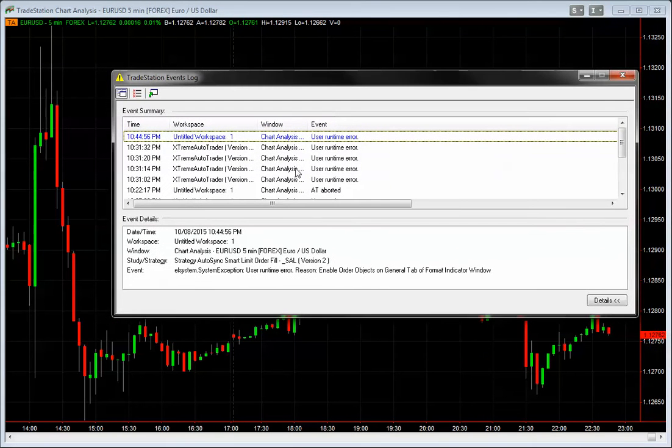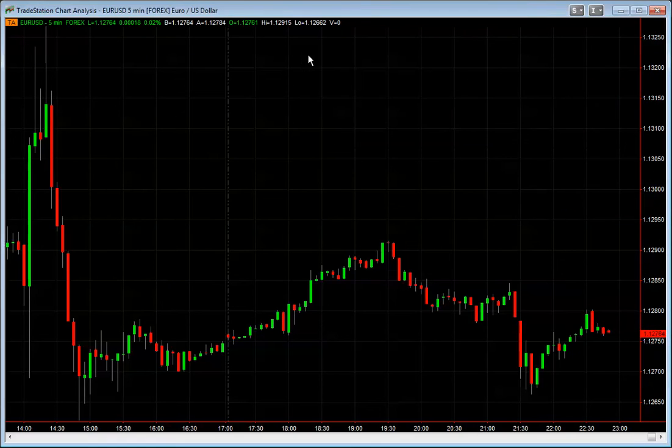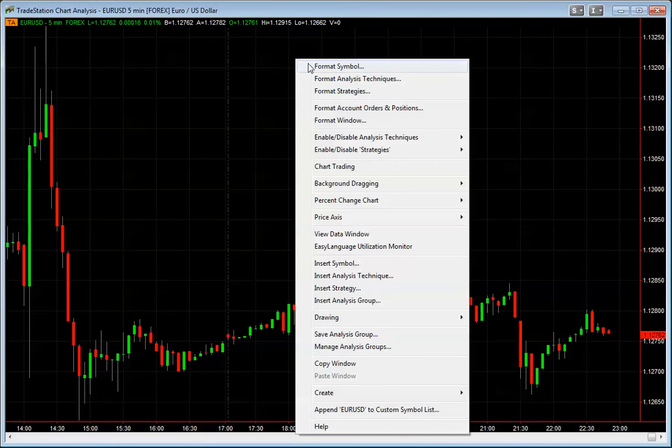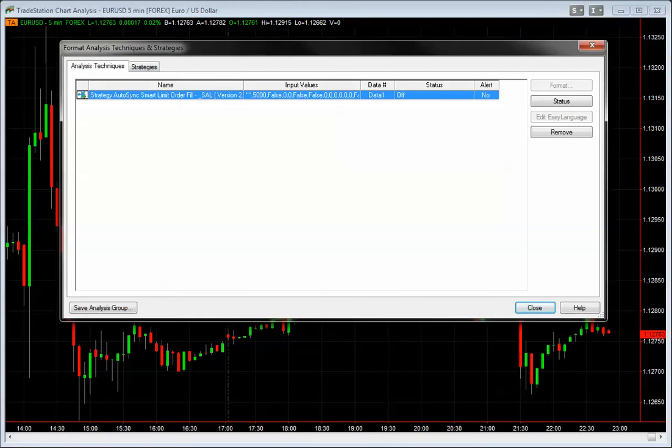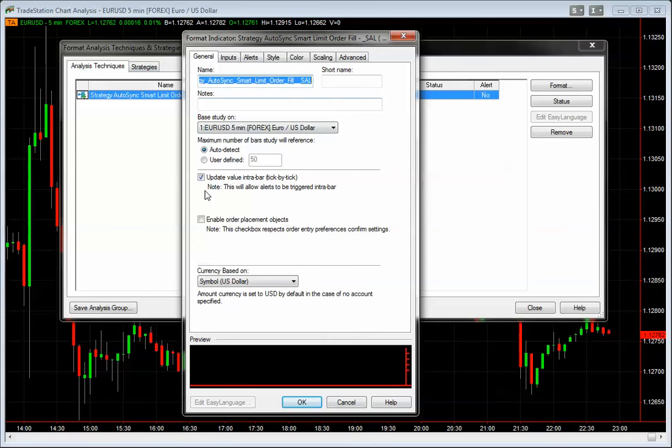You will see this runtime error message appear, which is actually being issued by the analysis technique. And it says, hey, we have to enable order objects. You'll see the error up here, and then go down here to see the actual error: Enable order objects on General tab. So you can close that out, right click on an open area of the chart, select Format Analysis Techniques. We come to the indicator. We're going to turn the status on. This will allow us to format it. Go to the General tab first. Come down here and click on Enable Order Placement Objects.